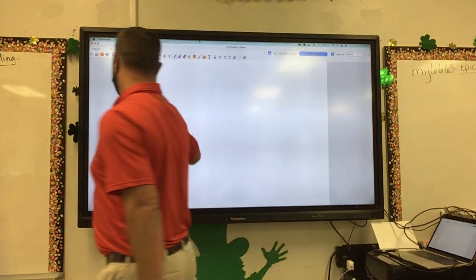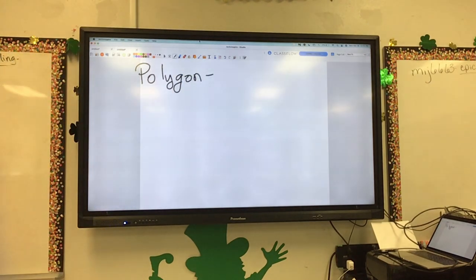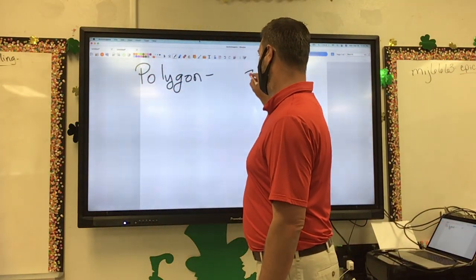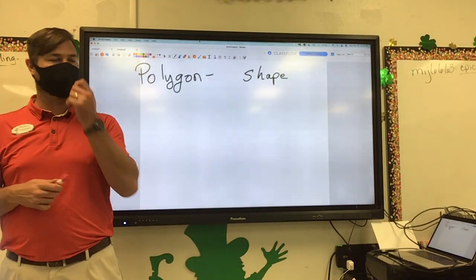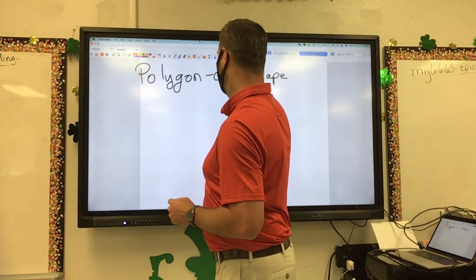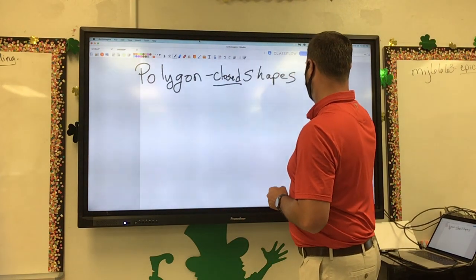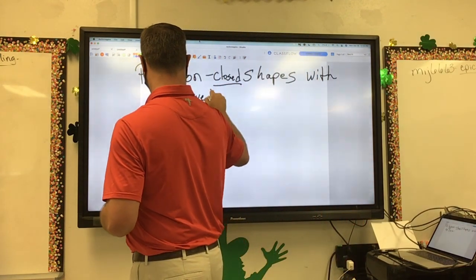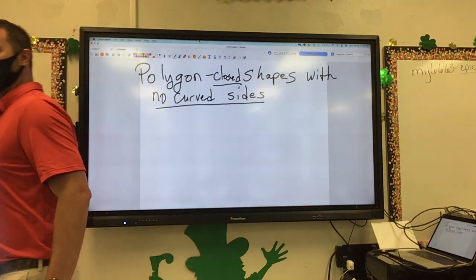So first things first, we are going to be talking about a polygon. Again, big 5th grade, weird definition, fancy word, polygon. Polygon is simple. It is a shape. Okay? You learned your shapes in kindergarten, but today we're going to call them polygons. But we're not going to be talking about just any kind of shape. Polygons have two parts. Polygons are closed shapes with no curved sides. Okay? So those are the two parts to make this a polygon.